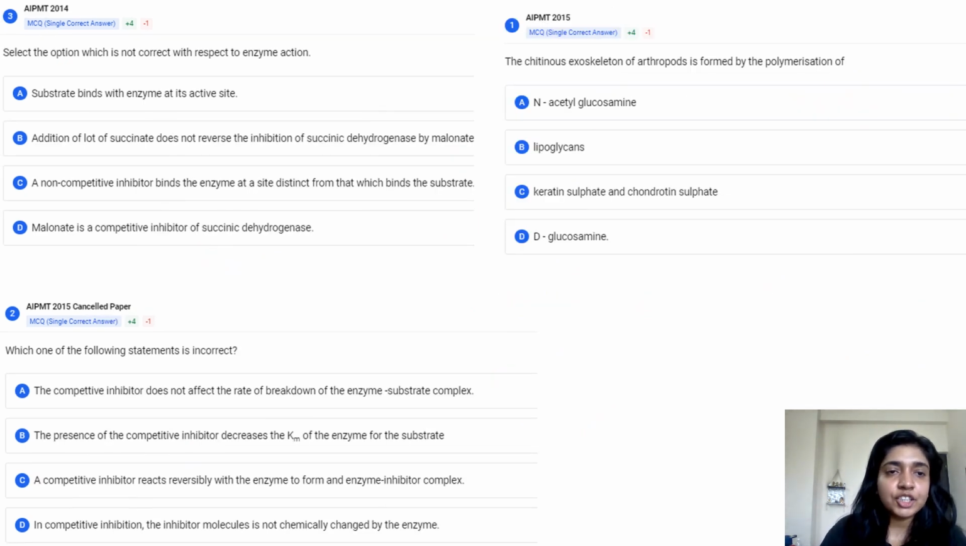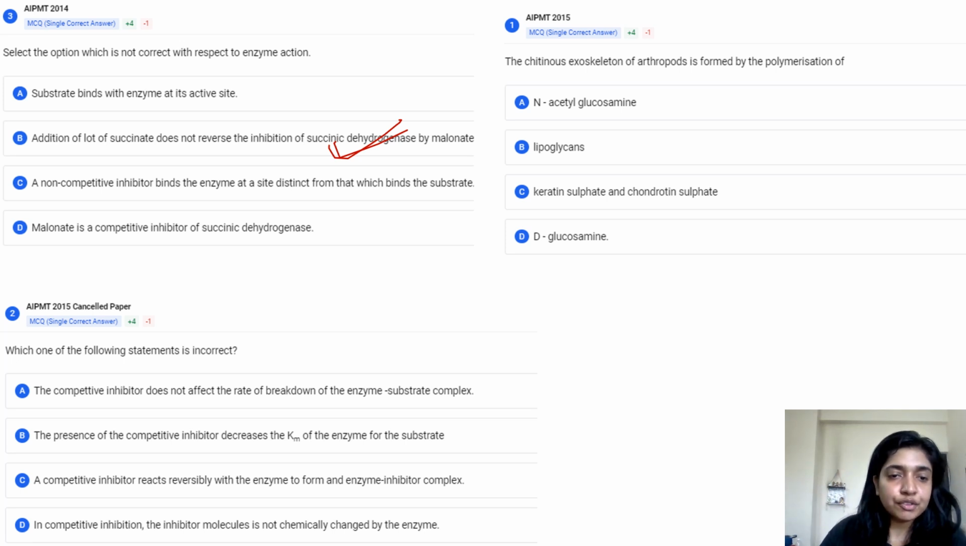Select the option which is not correct with respect to enzyme action. Substrate binds with enzyme at its active site. Addition of a lot of succinate does not reverse the inhibition. So this is wrong, because if you add a lot of succinate, it will outperform the malate. It will go and bind to the active site faster than the malate because it is more in number.